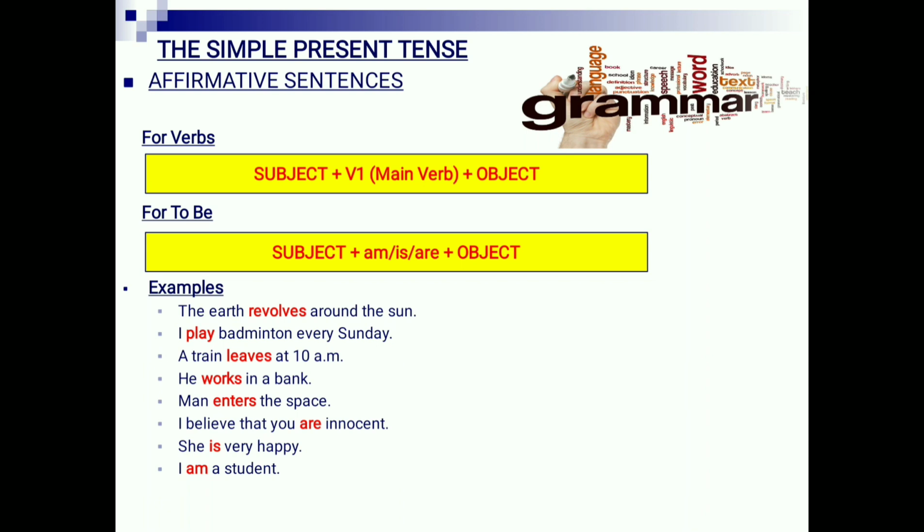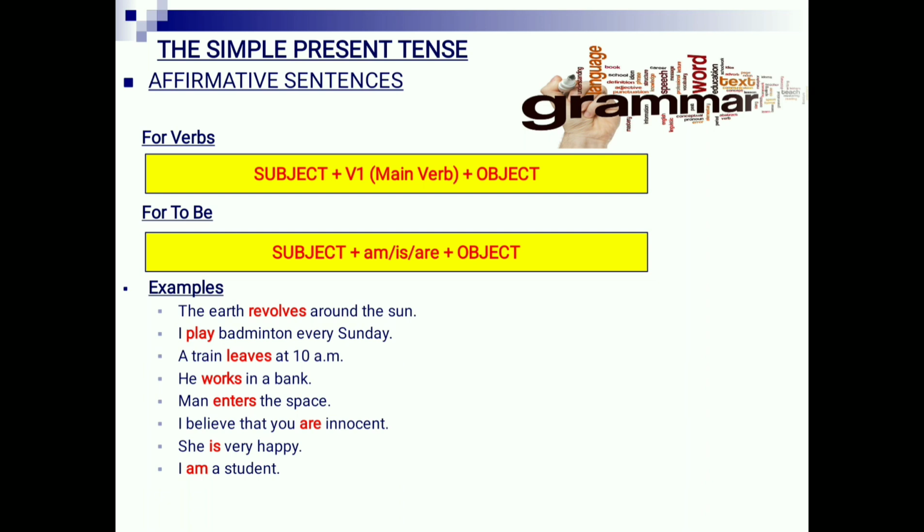Man enters the space. I believe that you are innocent. Now the subject is you here, and after you we are using a form of be, that is are. You are innocent. She is very happy.